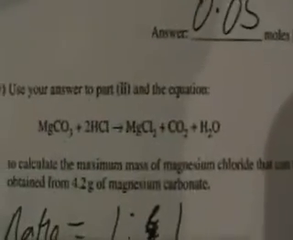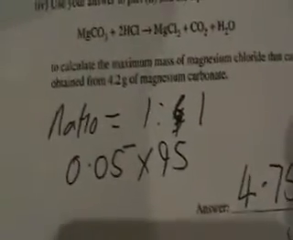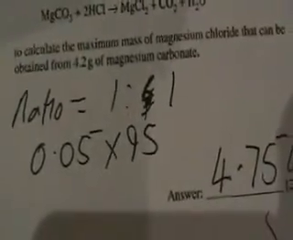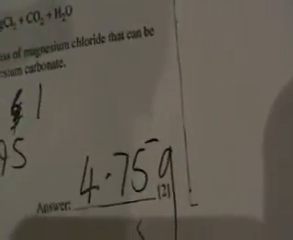part 3 is 0.05, sorry, it's just the 4.2 divided by the 84, and the last one then, because it's a 1-to-1 ratio there between the magnesium carbonate and the magnesium chloride, you have the moles, which is 0.05, as calculated up there, multiplied by the RFM, which you calculated previously, and the mass that you'd make was 4.75 grams.